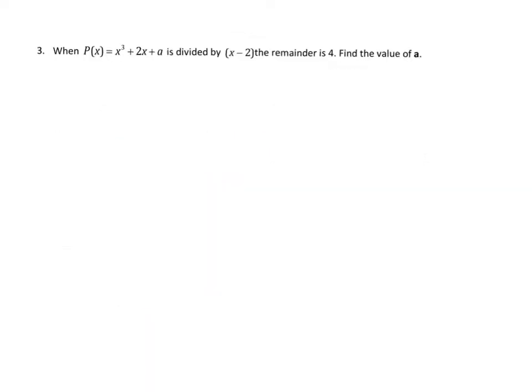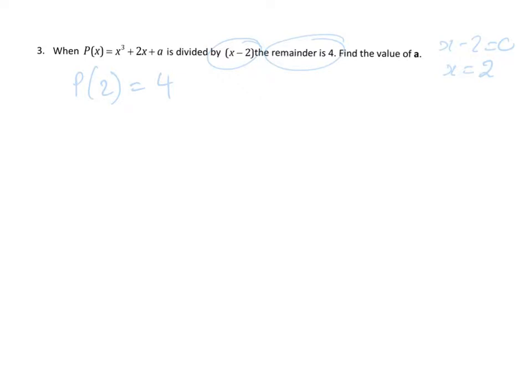All right, similar type of question for this example. We're told that p of x, the polynomial, is x cubed plus 2x plus a, and it's divided by x minus 2. The remainder is 4. Now remember, it's divided by this, which means that x will be equal to 2 because it was x minus 2 equal to 0. So what we get from this information is that p of 2, so when x is equal to 2, the remainder is equal to 4.